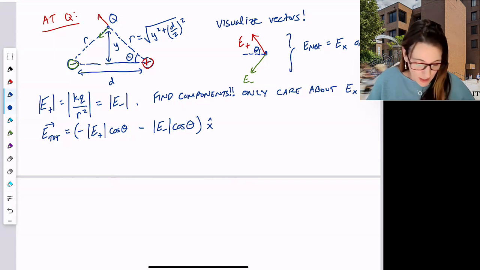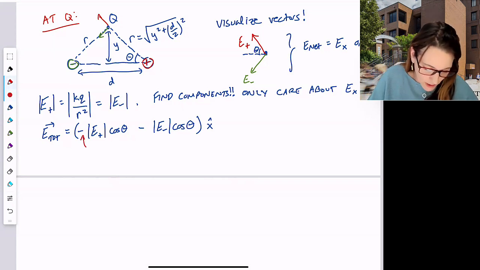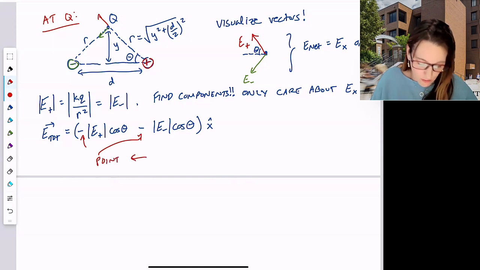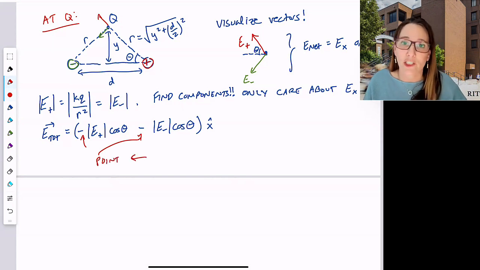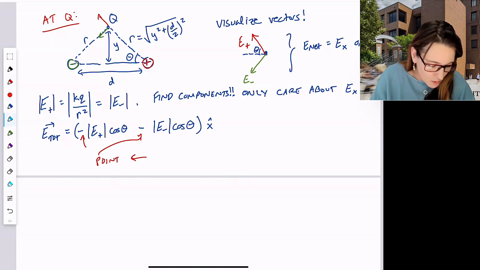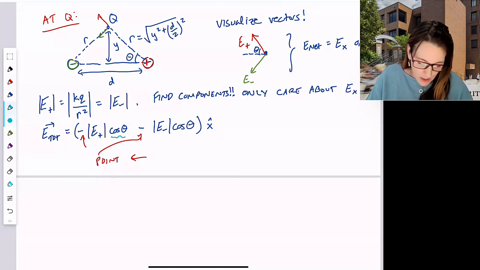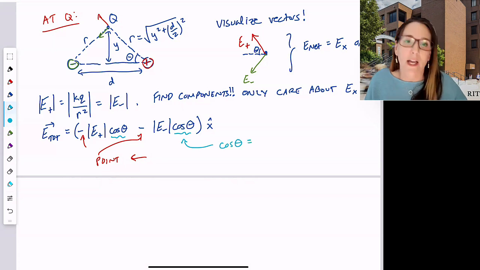The negative sign is because they both point to the left in the negative X direction. So that's just me doing my components, plus or minus, sine or cosine, and putting it together. The other thing I can note, just like we did with forces, is that I can write the cosine of the angle in terms of the sides of the triangle.